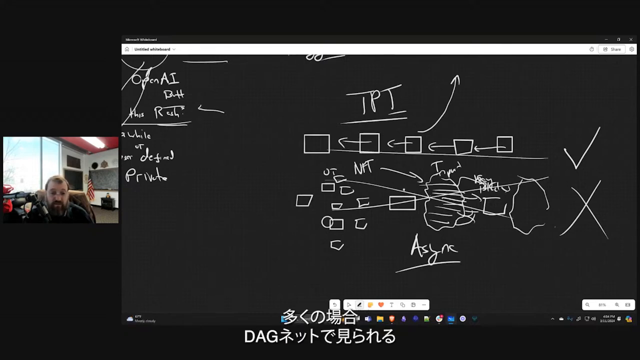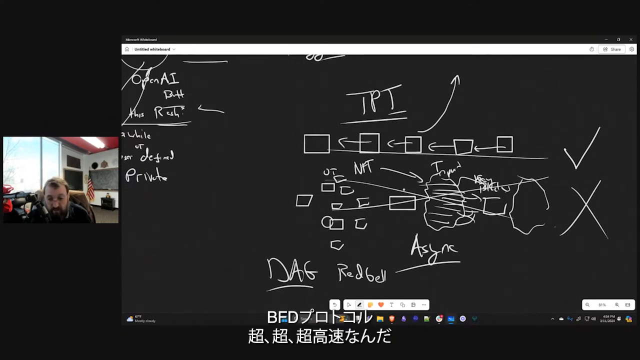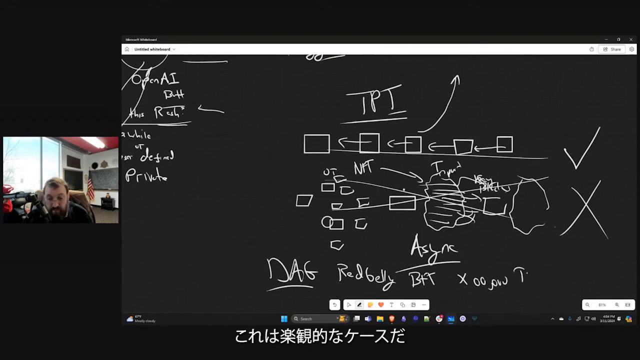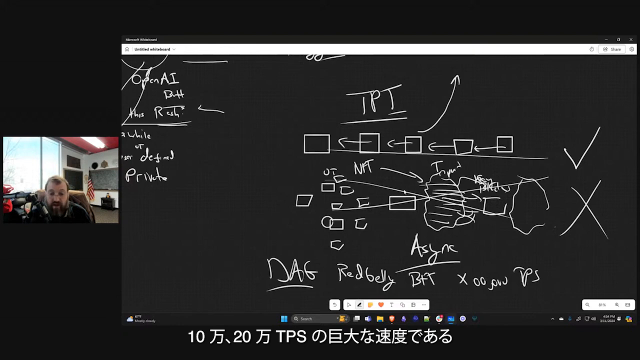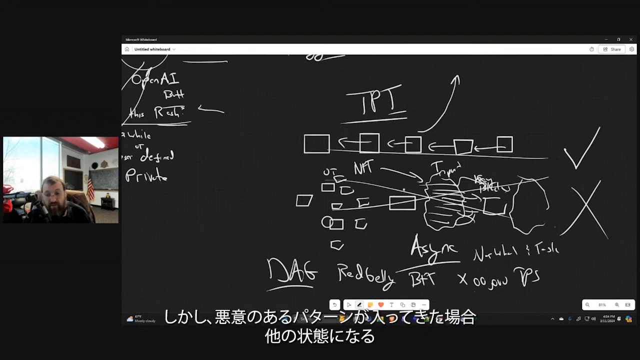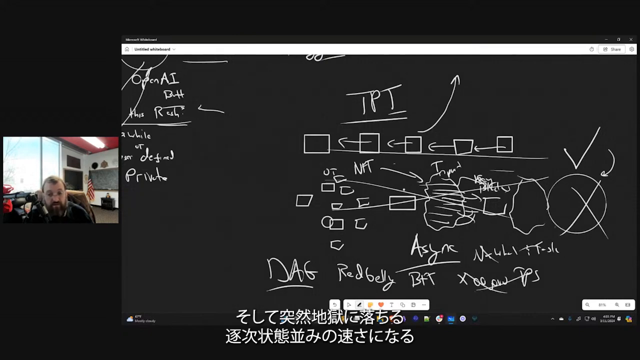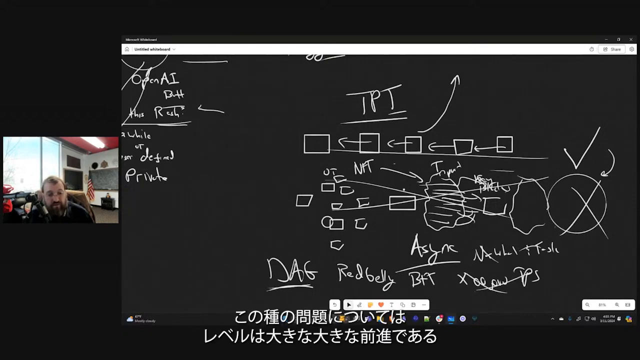So in a lot of cases, you'll see these DAG networks, directed acyclic graphs, and they say, oh, we're so fast. Like Red Belly is an example of that. It's a BFT protocol, and they're super fast. They go several 100,000 TPS in the optimistic case. Massive speed, 100,000, 200,000 TPS. Another example of that is Narwhal and Tusk. But if a malicious pattern comes in, you go to the other state, and then suddenly that goes to hell, and you're as fast as a sequential state. It's always the issue with these types of things.